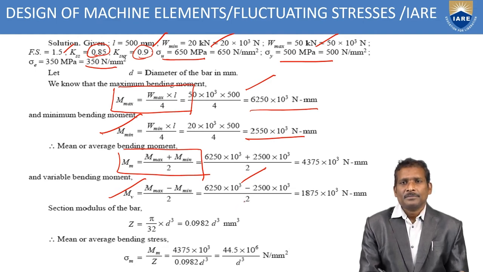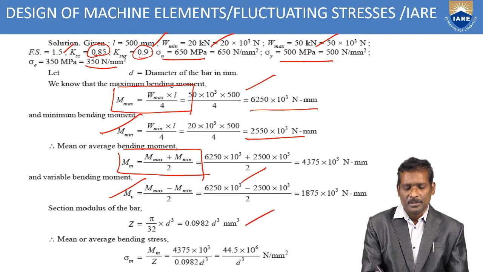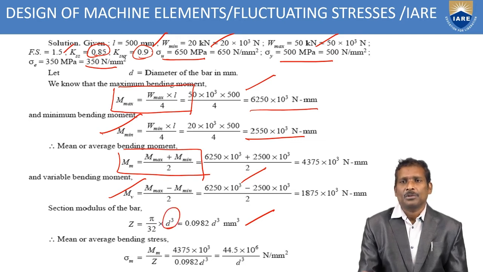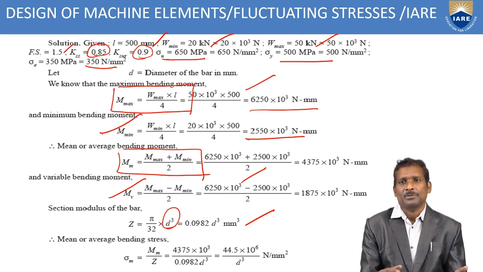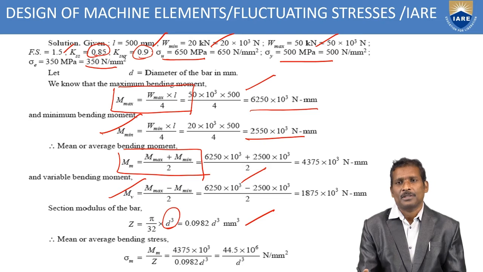And then calculate the section modulus of the bar by using the relation pi by 32 into d cube. Here d is the diameter of the bar. We don't know this diameter yet. We have to calculate this diameter of the bar by using the fluctuating stress formulas.